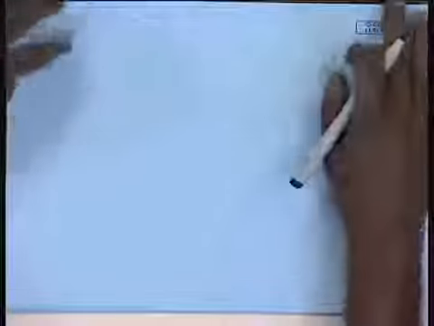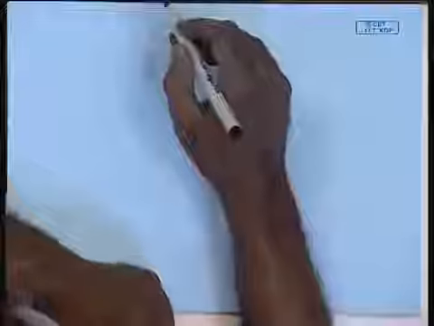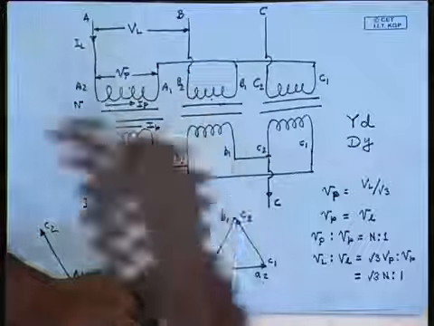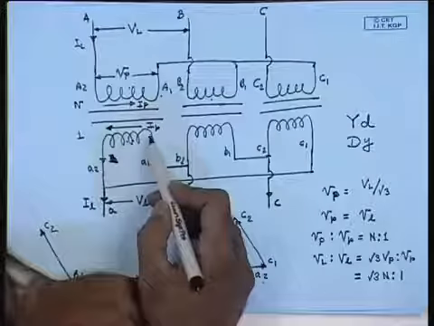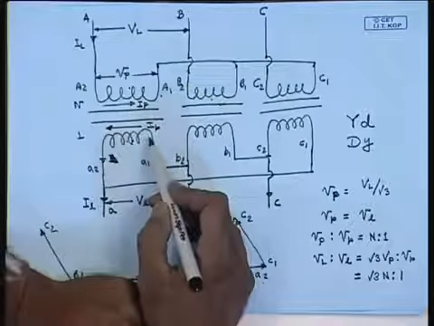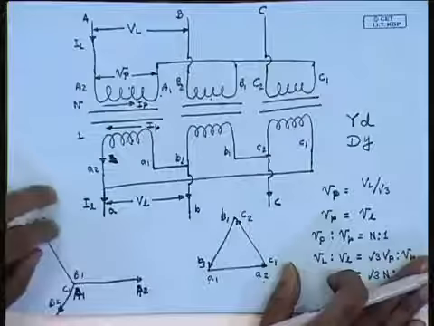So, what will be the current phasor diagram? Again, the currents I capital P and I small p will be in phase in this diagram. So, the current flowing from A2 to A1 will be in phase in the second with the current flowing from A1 to A2 in the LV side in the same phase.